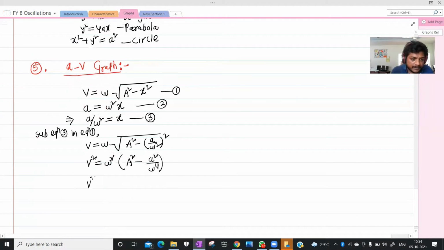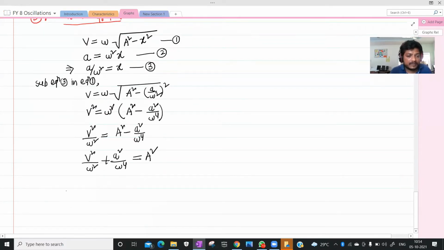So take v square this side. v square by omega square equals a square minus a square by omega to the power 4. Take that also this side: v square by omega square plus a square by omega to the power 4 equals a square. So v square by a square omega square plus a square by omega to the power 4 a square equals 1. So see how the graph should be.